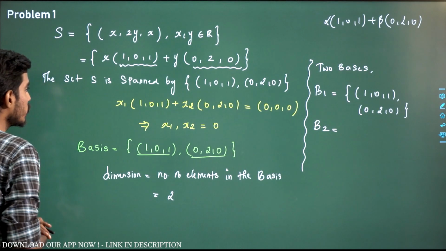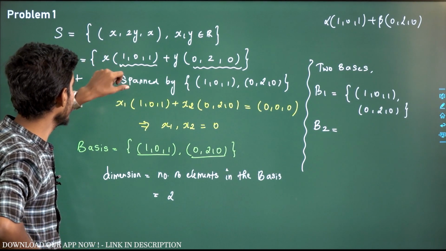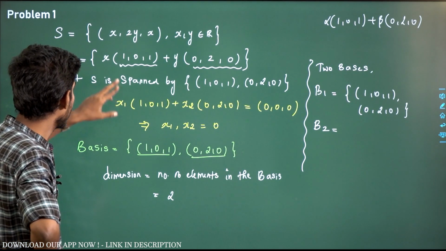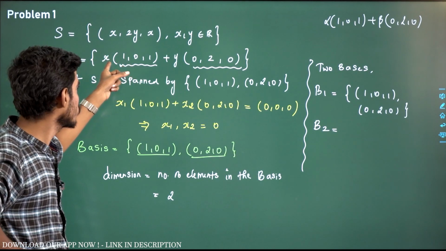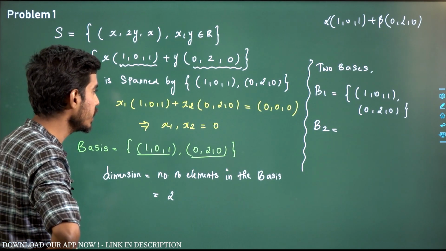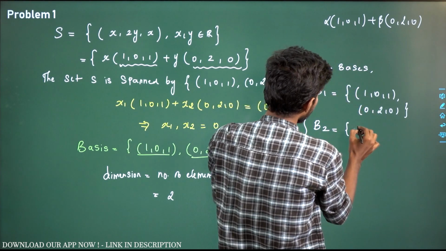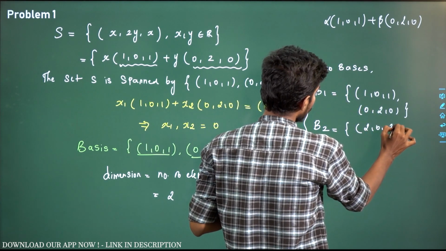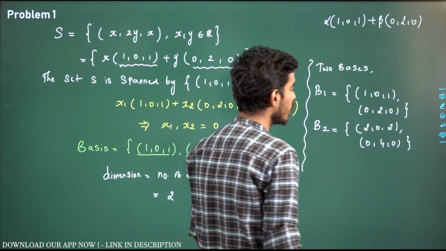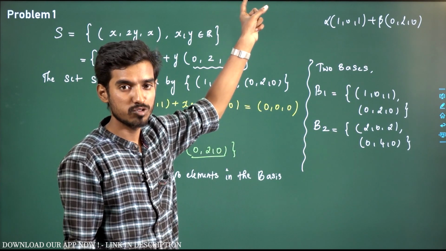For example, let us put x equal to 2 and y equal to 2 again. If we multiply by 2 here, we have (2,0,2). If we multiply by 2 here, we have (0,4,0), right? So again, this will also be a linearly independent set. This will also span the entire subspace, right?